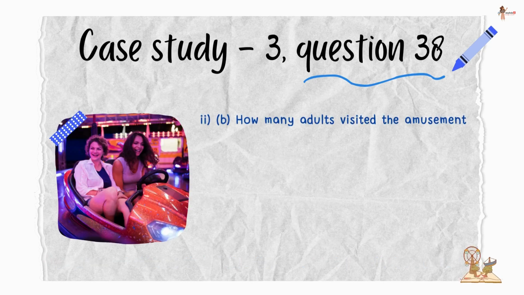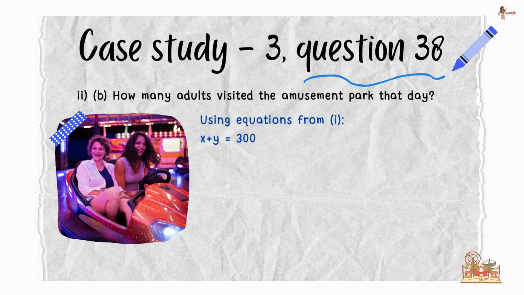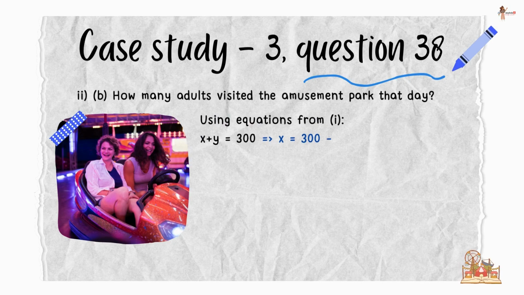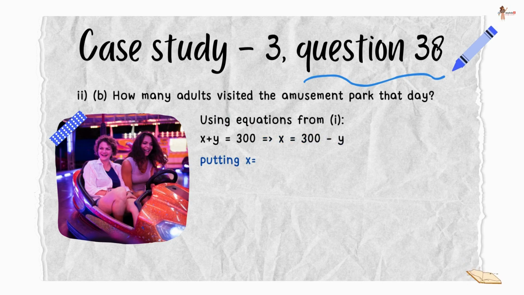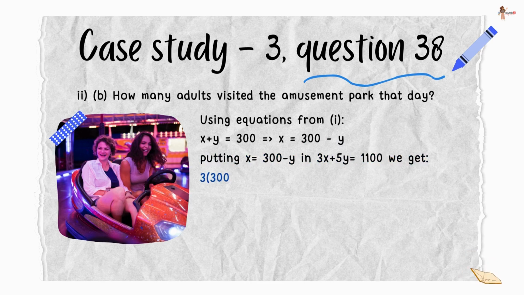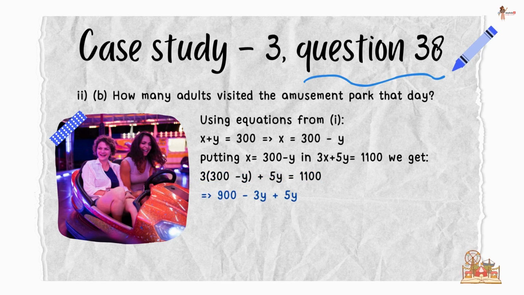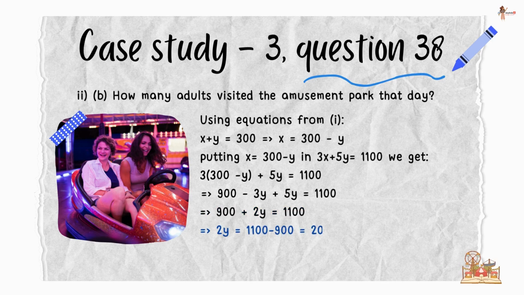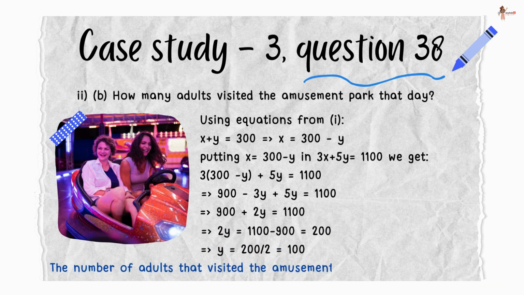Let's see the next part now. How many adults visited the amusement park that day? Using the same equation, now putting this in 3x plus 5y equal to 1100 again, we get 3 times (300 minus y) plus 5y is 1100. That means y is 100. The number of adults that visited the amusement park that day was 100.